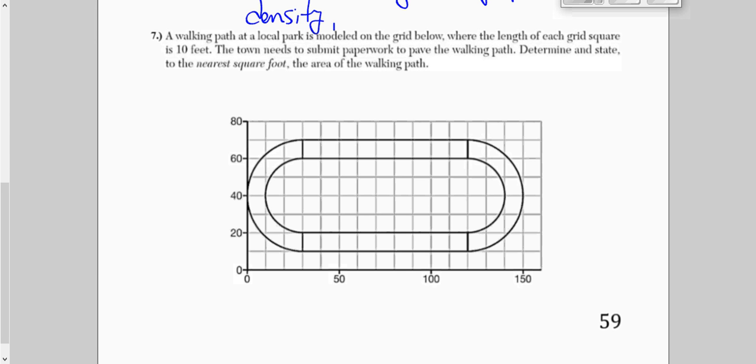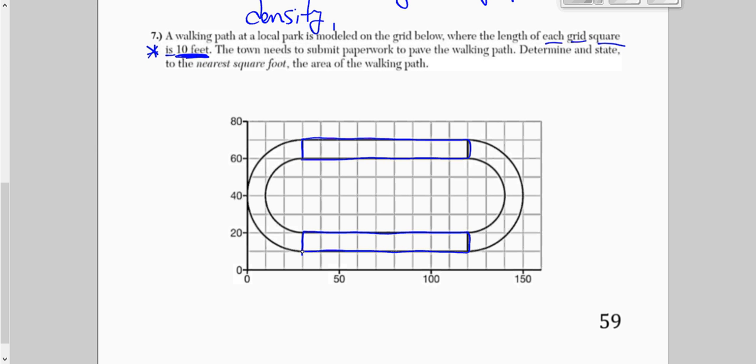Here's what I've seen get a lot of kids into trouble here. They don't notice this part here. Each grid square is 10 feet, not 1 foot, okay? So let's see if we can break this shape up into some shapes we can work with. So let's take maybe this rectangle here, and then this rectangle separately. They look to be the same dimensions.